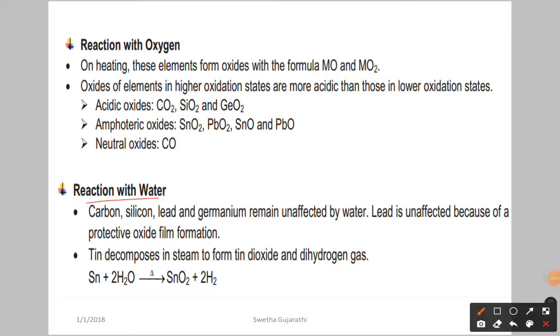Next, the reaction with water. Here, carbon, silicon, lead and germanium remain unaffected by water, which means they are not going to be affected by water. Here lead is unaffected.